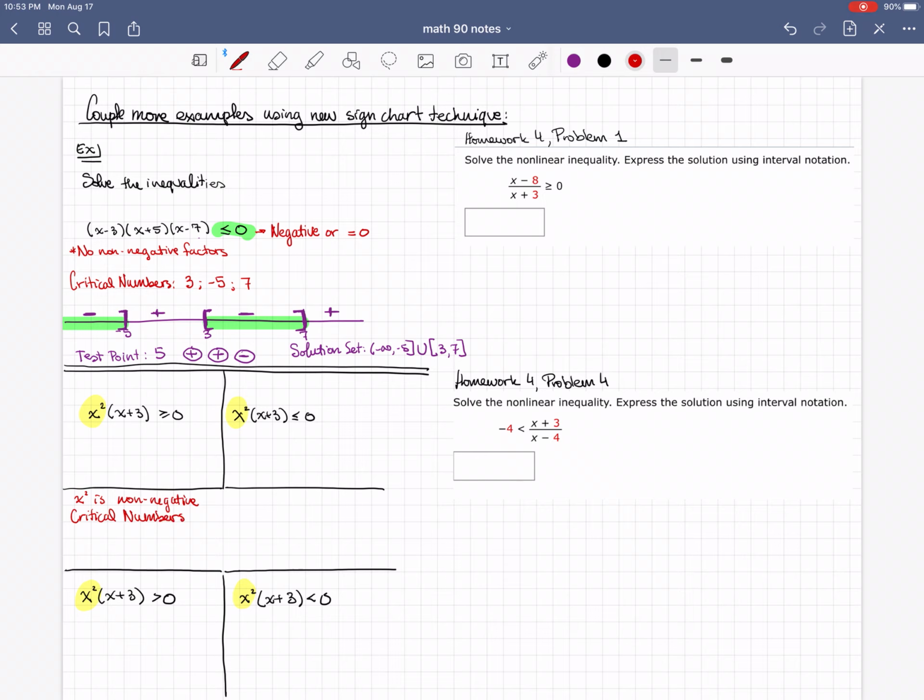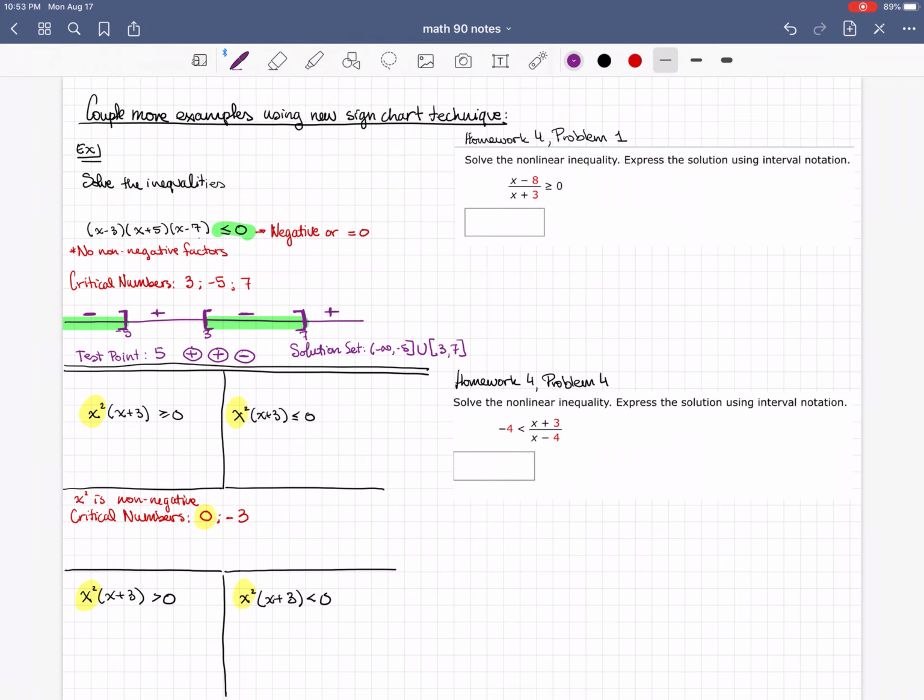X squared is 0 when x is 0. X plus 3 is 0 when x is negative 3. And again, 0 is incredibly special here because it comes from a non-negative factor.